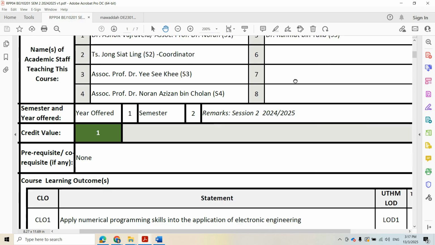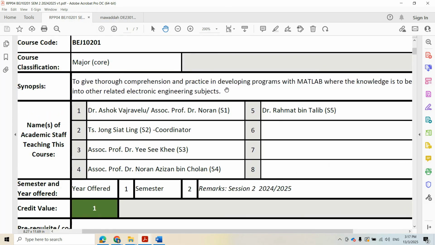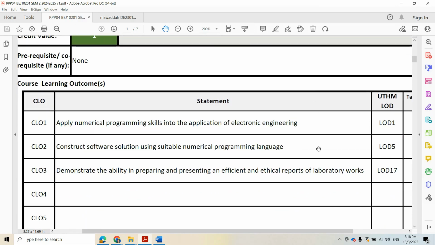Oh yeah, I forgot to mention that. This subject will be focusing on programming using MATLAB. MATLAB is a very powerful software. Later we will talk about this.